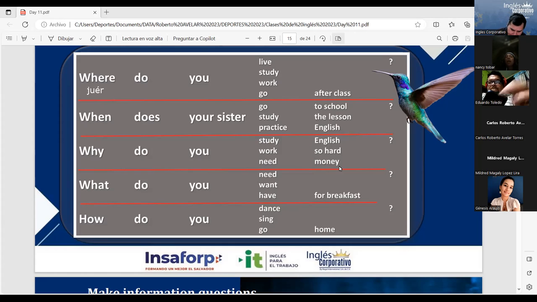Where do you go after class? When does your sister go to school? No, háganlos todas las de where. Where do you live? Where do you study? Where do you work? Where do you go after class? Per favore. Okay. Where do you live? Where do you study? Where do you work? Where do you go after class? Sigo para abajo, con el mismo.